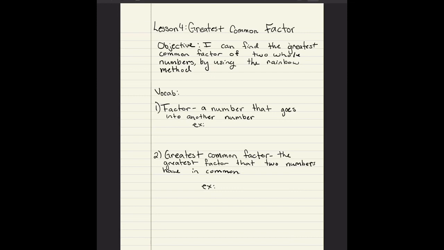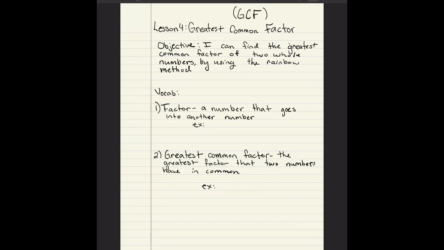So your objective is: I can find the greatest common factor of two whole numbers by using the rainbow method. So we're going to be using the rainbow method. Last time in lesson 3, we were finding the least common multiple. Now you're finding the greatest common factor, or GCF.